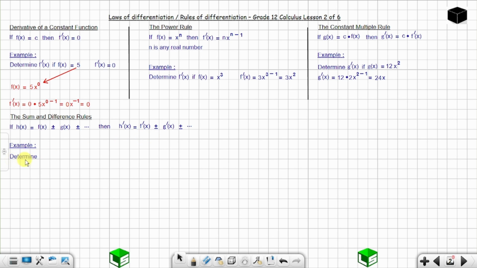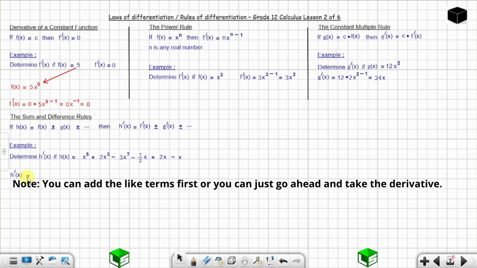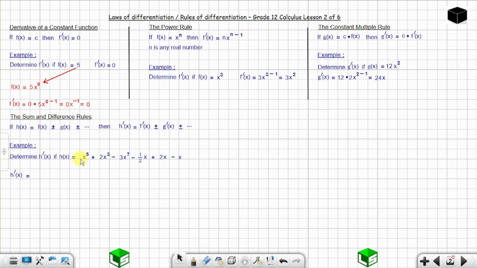Example: determine h prime of x if h of x is equal to this. So these can be looked at as different functions. Okay, now h prime of x is equal to, remember you have an invisible coefficient of 1 in front of x. Okay, you must be aware of that. The exponent is 5. You multiply by the coefficient, which is 1. You have x to the power of 5 minus 1. Okay, you subtract 1 from the exponent. So you are using the power rule.